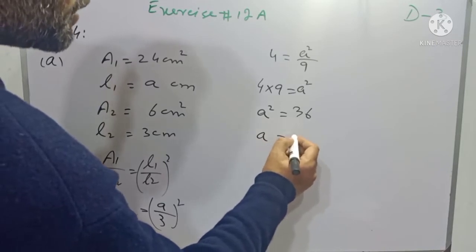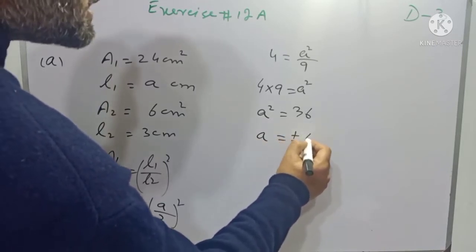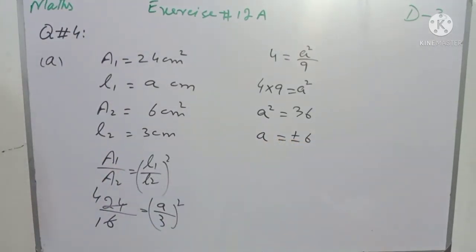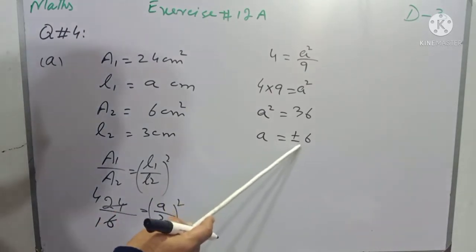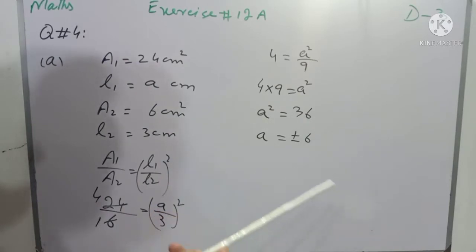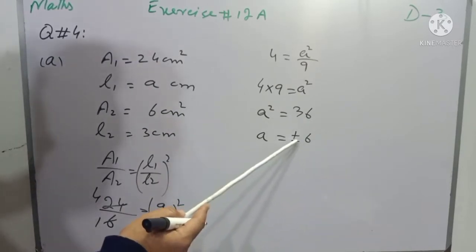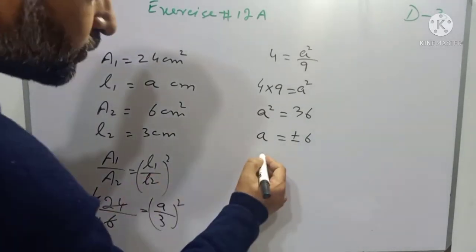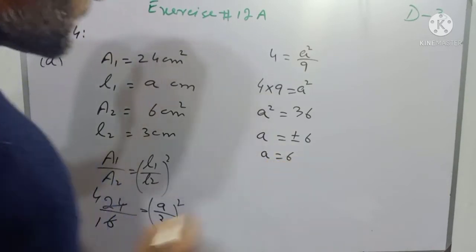So A is equal to plus minus 6, and keep in mind that length is a scalar quantity, so we will not use minus with it, and the value of A is 6.